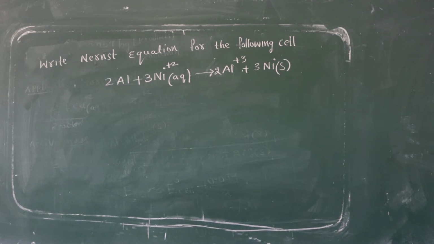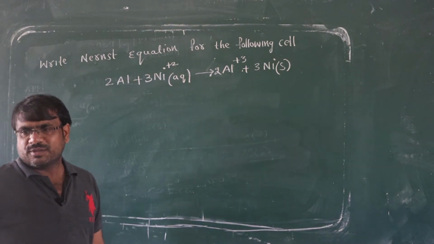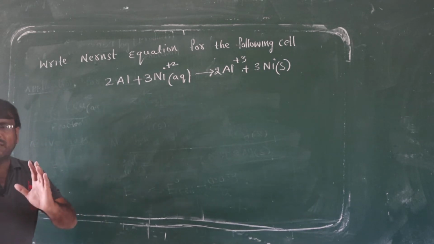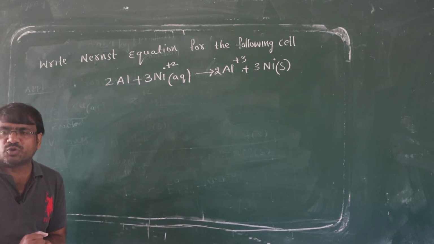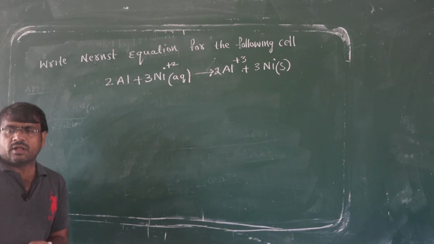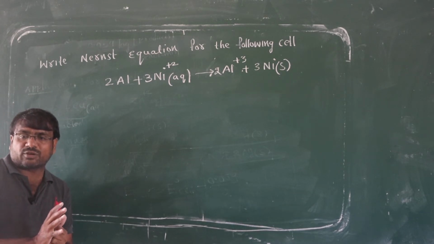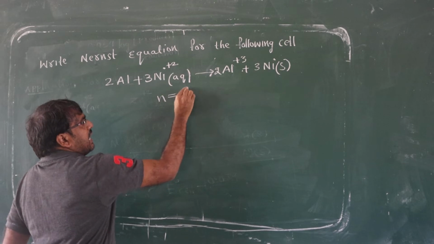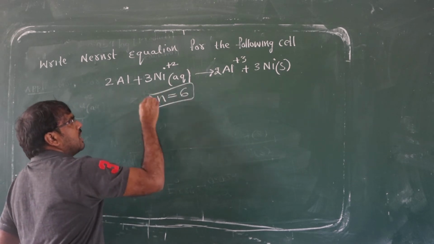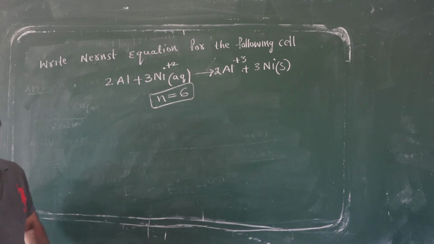Superb. But one small mistake is there. Actually, what is the point here? n is equal to how much should we take? That is the question. n is the number of electrons transferred. Actually, in this reaction, n is equal to 6. We have to use n equal to 6. Why is n equal to 6?